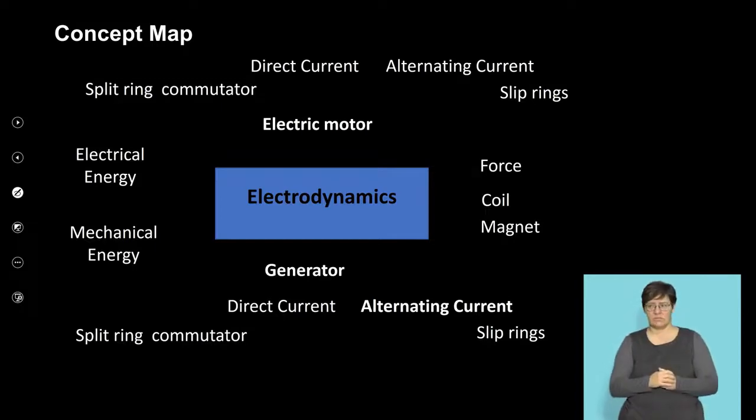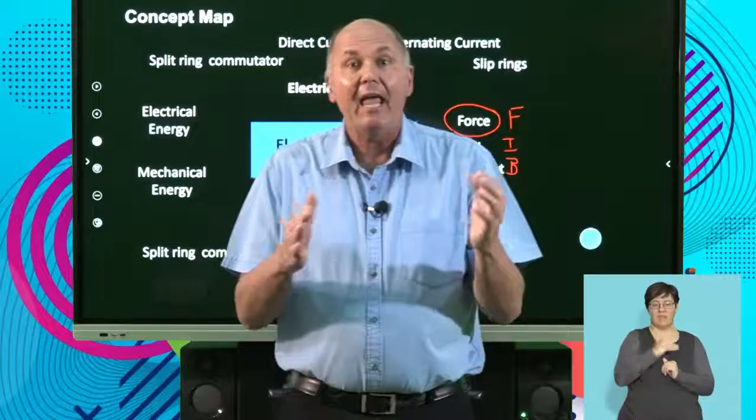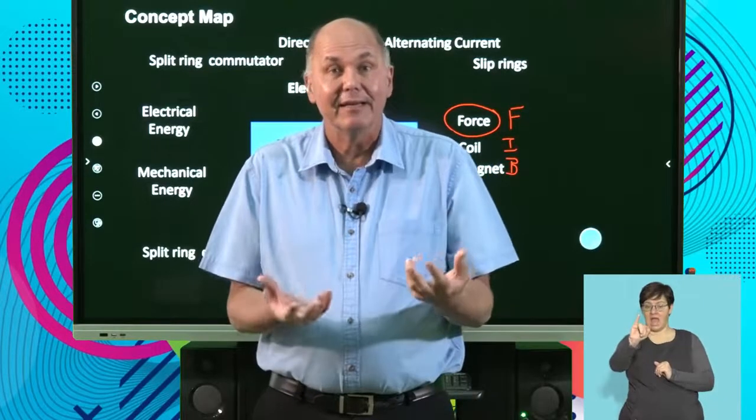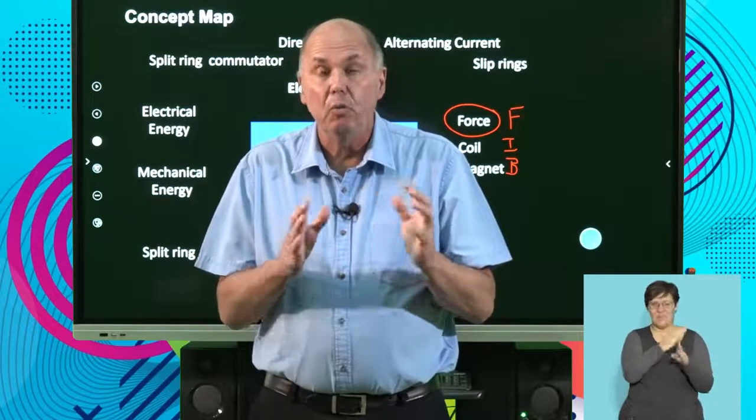And so as we look at our concept map, we'd recognize that when we're dealing with the idea of a force, we often use the symbol F. When we're dealing with the magnet, a magnetic field, we use the symbol B. And when we deal with a coil or current in a coil, we use the symbol I. Now, I've written it in the wrong order there, but F, B, and I go together. And this will help us determine how a motor works.